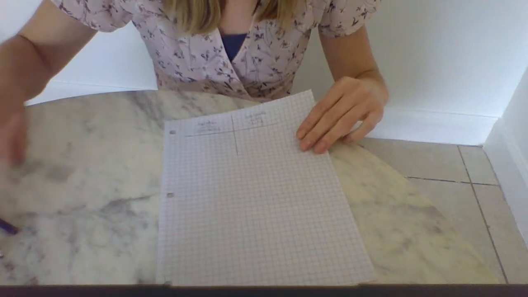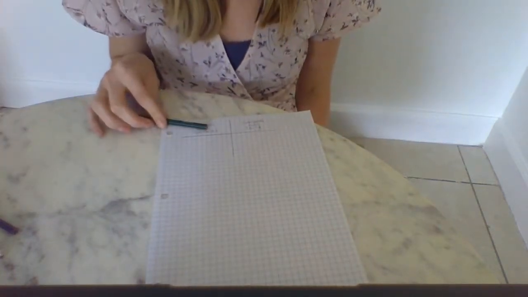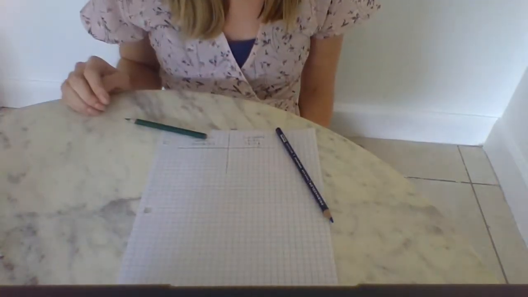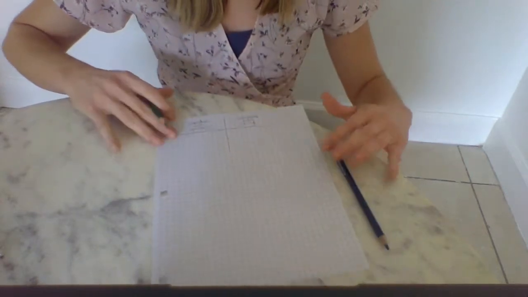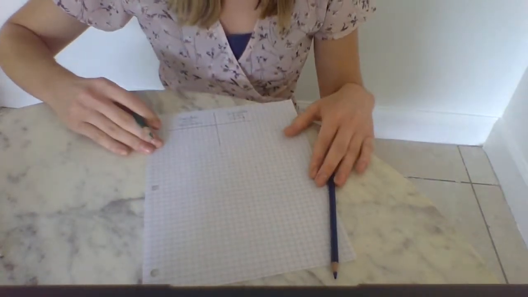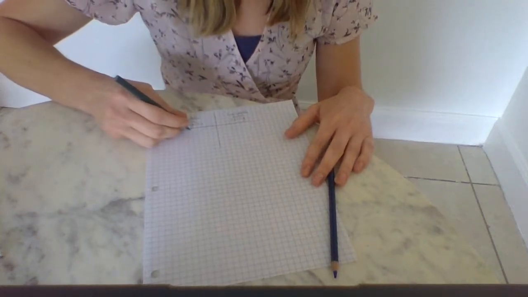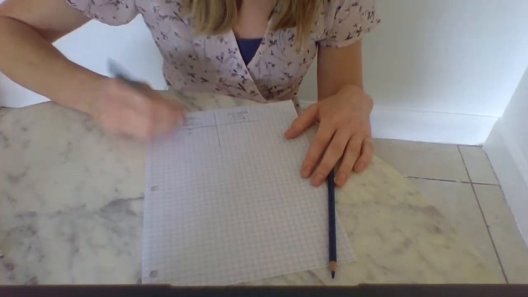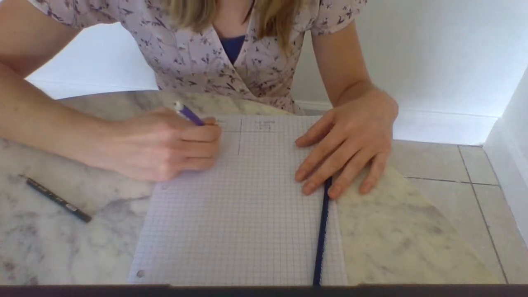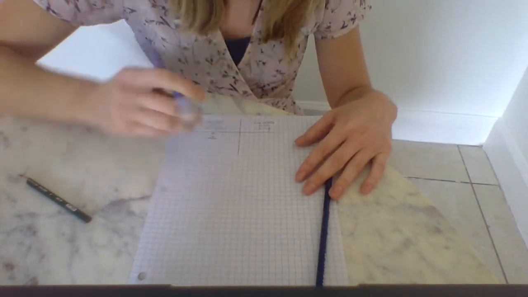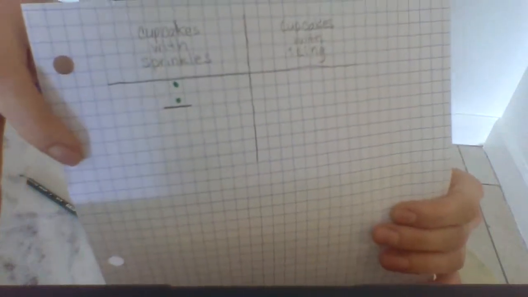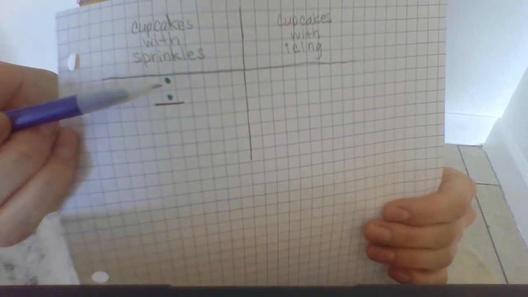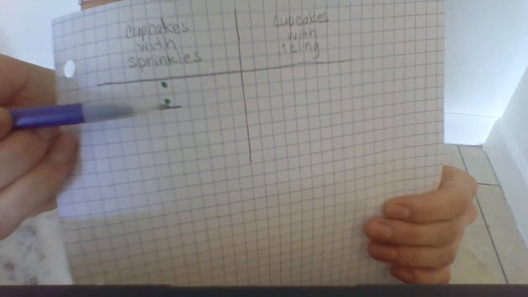I'll use the green colored pencil to represent cupcakes with sprinkles, and the blue colored pencil to represent cupcakes with icing. Let's get started. So imagine this is your pegboard. The first cupcake you make will not have sprinkles, but the second cupcake you make will. Then you would put down your paper strip. So that's where you stop.